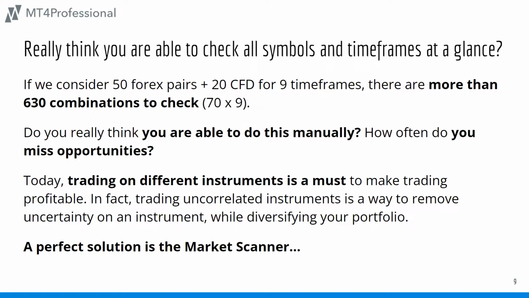You know, in order to make sure you don't miss these opportunities, you need something on your side, and you need to know that trading with different instruments, i.e. more than one, is really important to make your trading profitable. In fact, it's called correlated and uncorrelated instruments. If you trade uncorrelated instruments, it's a way to remove uncertainty in the markets and diversify your portfolio. It's a very common item that most people understand, diversification.